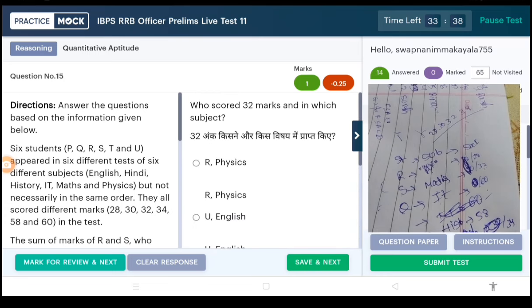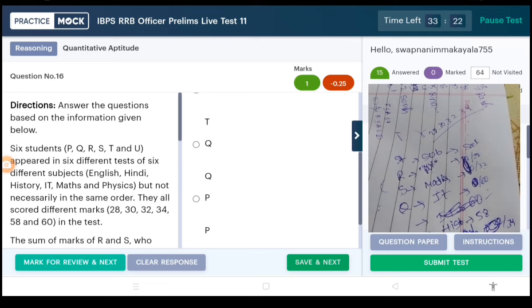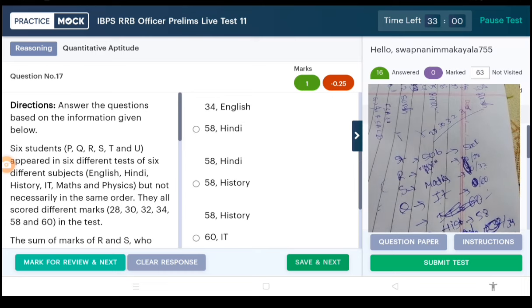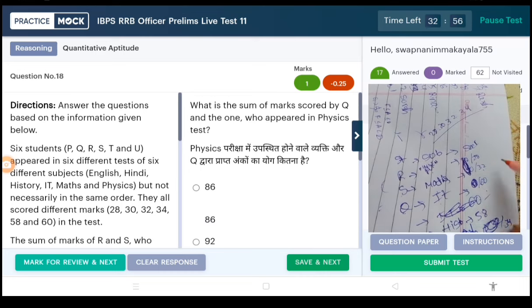So error is next highest marks is Q. Is code less than T? How much score T scored in which history? 58. Q and 1 for physics. Sixty. 88 or 92.